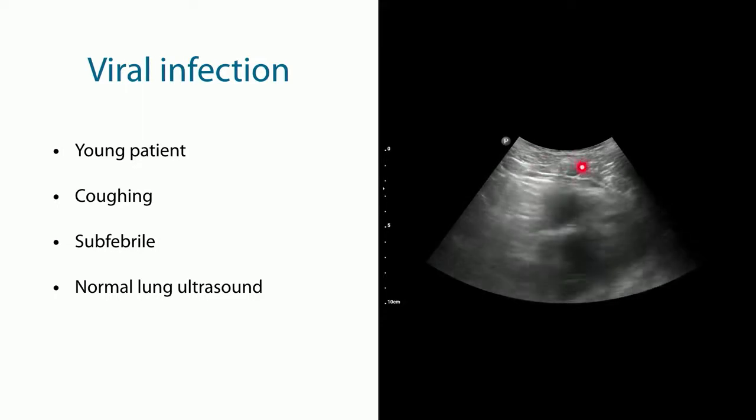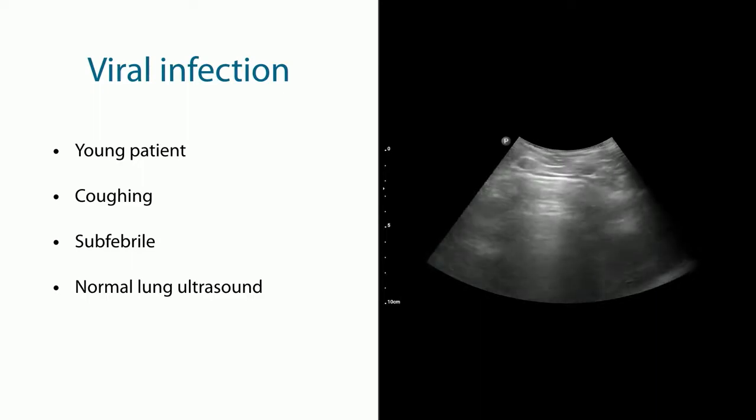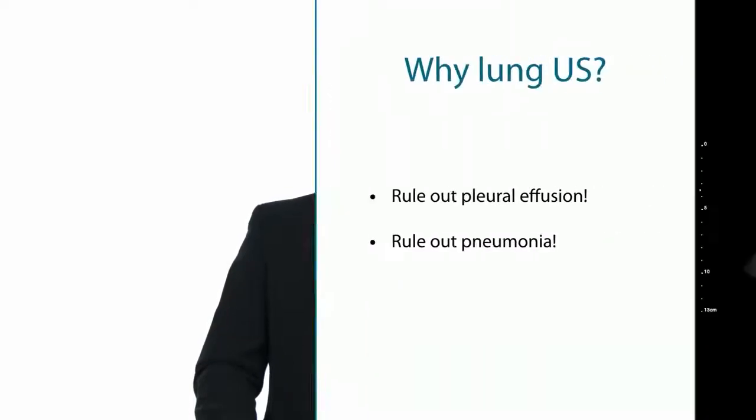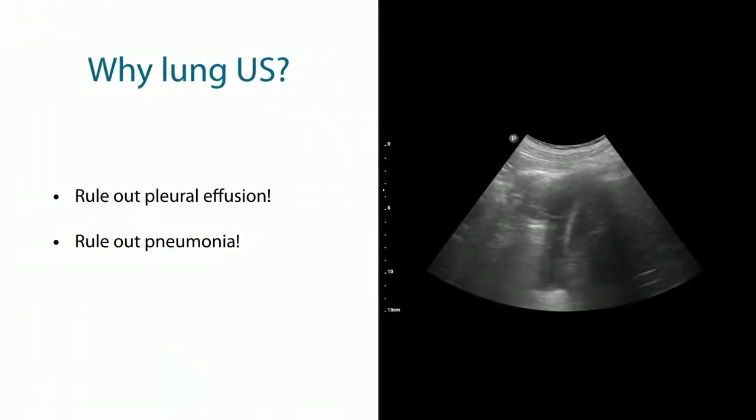We see here the pleura, we have pleural sliding, here we see a bit of the heart, so this is no consolidation, of course. We see an A line, we see no B lines. Very often in viral infections, you just see a normal lung ultrasound, which is good. So why do we use lung ultrasound in the first place? We use lung ultrasound to rule out a pleural effusion and to rule out pneumonia.